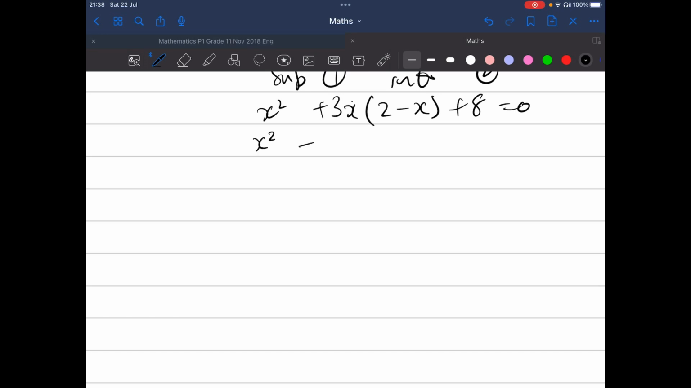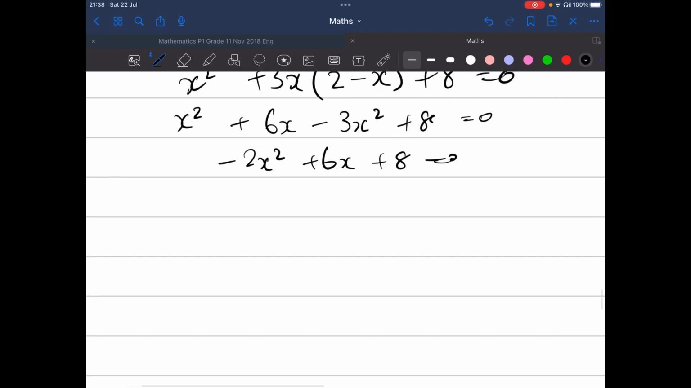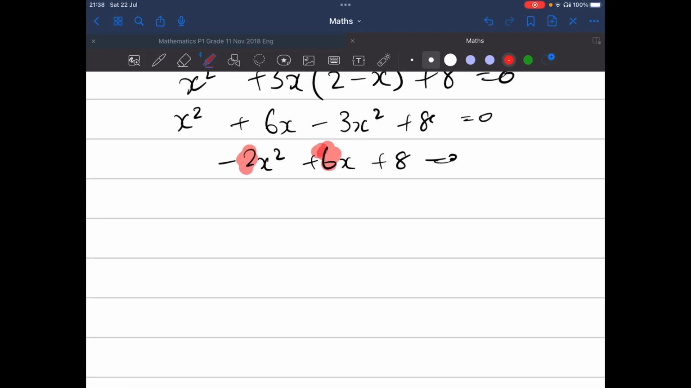Okay, so now I have x squared plus 6x minus 3x squared plus 8 equals 0. Okay, group my like terms and add them, so I'll get minus 2x squared plus 6x plus 8 equals 0. And then I can divide away by minus 2 because it goes into each of those just to simplify things a bit. So I'll get x squared minus 3x minus 4 equals 0.